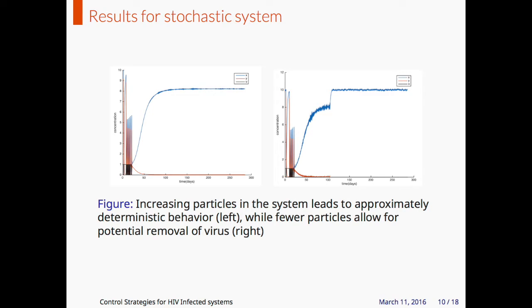However, for lower numbers of cells, we see that the system can be completely cleared of virus, allowing the system to reach a truly healthy steady state. This indicates a potential way of clearing the virus early in the infection period.